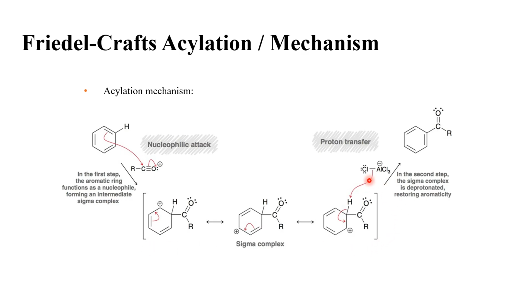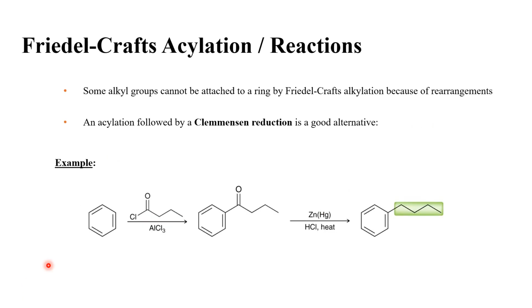And you guys can guess it, at this point you just use aluminum tetrachloride to remove this proton and regenerate aromaticity. And now you get your acyl group on your benzene. So there's your Friedel-Crafts acylation mechanism, which again is very similar to all the other mechanisms you've seen for electrophilic aromatic substitution. Now, why is this such a great reaction relative to alkylation?